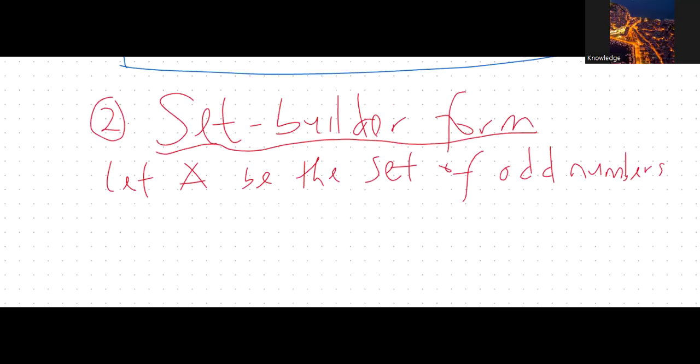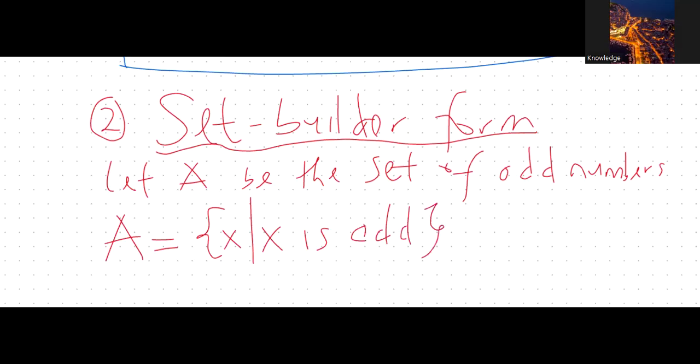What am I going to do in writing it in set builder form? First of all, you are going to have something like this. A is equal to open curly bracket, let's use the letter X, then X is odd, then close curly bracket. Now, this is how you are going to represent it, and I will tell you what each of them represent.